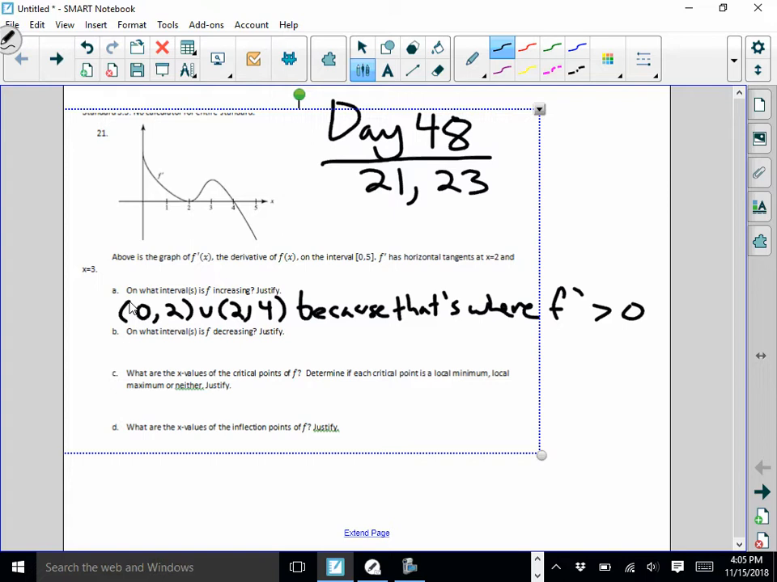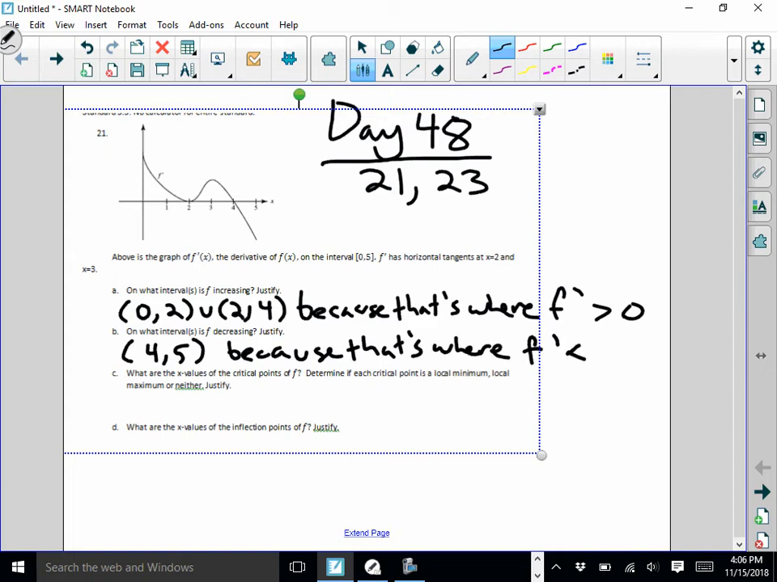On what intervals is f decreasing? Well, f is going to be decreasing anytime f prime is negative. In this graph, f prime is negative from 4 to 5. So I'll report that, because that's where f prime is less than 0.